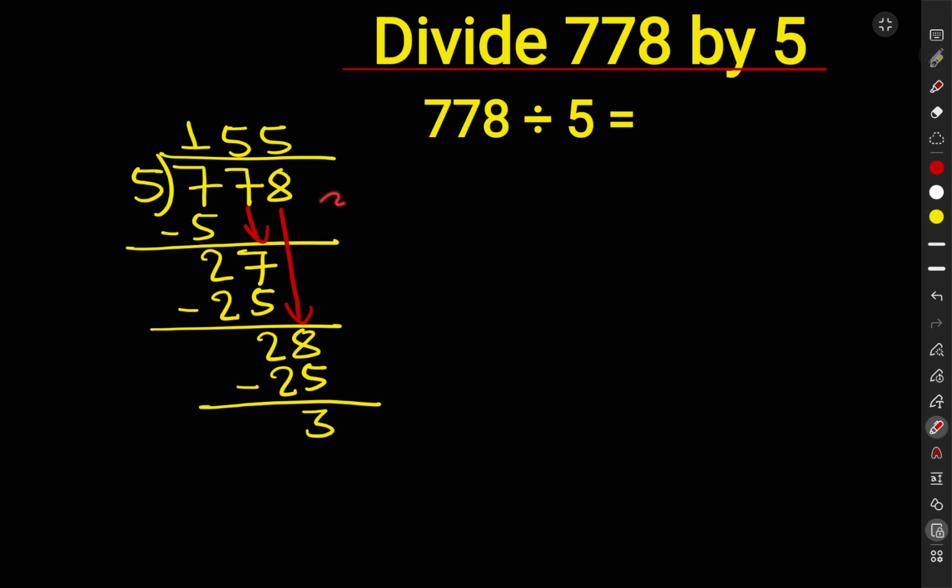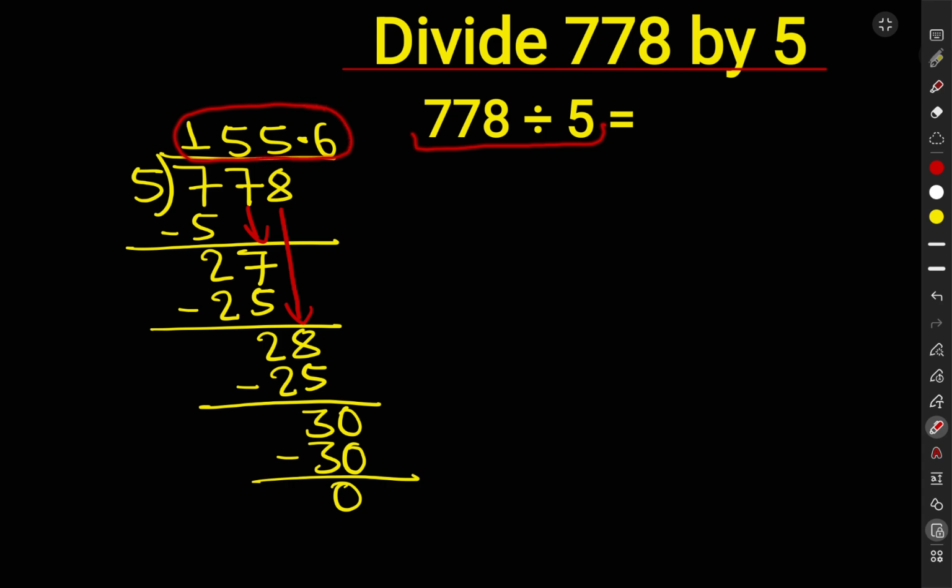So now we have no other number to put down. So we take here a decimal, so that we put 0. So it is 30 and 5 times 6 is 30. On subtracting we get 0. So 778 divided by 5 is 155 decimal 6.